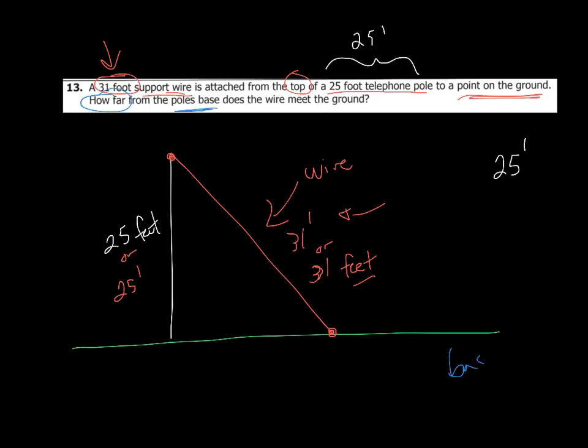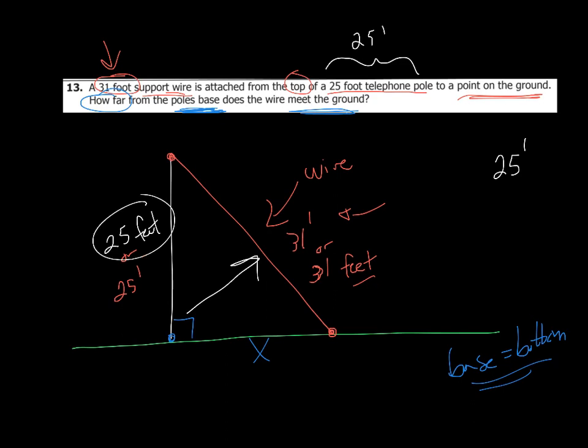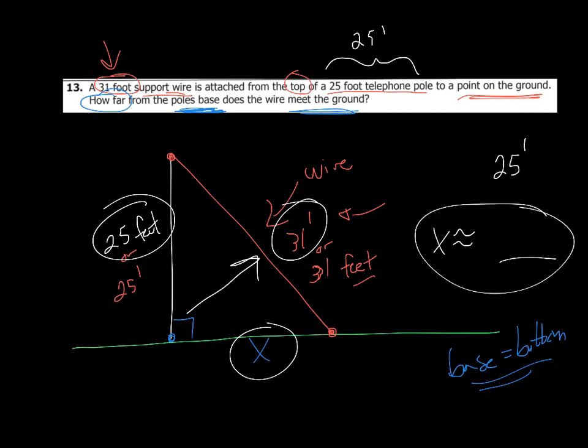When you hear base, think bottom. Here's the bottom of the pole. How far from the pole's base does the wire meet the ground? Right here. So here's my right angle, and I'm going to draw across to the hypotenuse. I got 25 feet, I got 31 feet, and I got I don't know feet. We want an approximate to the nearest tenth right here. Is that number bigger or smaller than the hypotenuse? That's what you got to think to yourself if you want the answer to make sense.